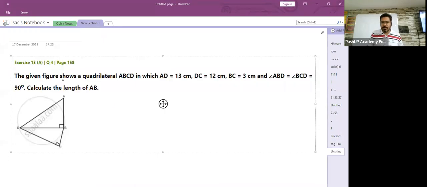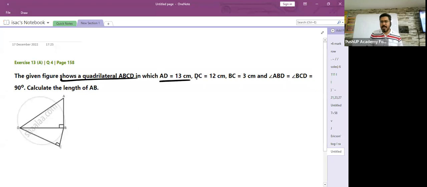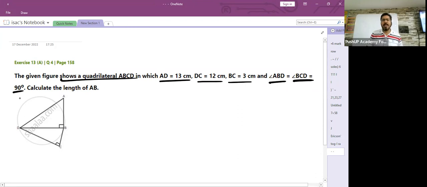The given figure shows a quadrilateral ABCD in which AD is 13, DC is 12, BC is 3, and angle ABD is equal to angle BCD is equal to 90 degrees. They are just telling you that there are two right angle triangles. That's all, children. They are just telling you that there are two right angle triangles by giving the statement angle ABD is equal to angle BCD is equal to 90 degrees. That's the only message they want to give us.